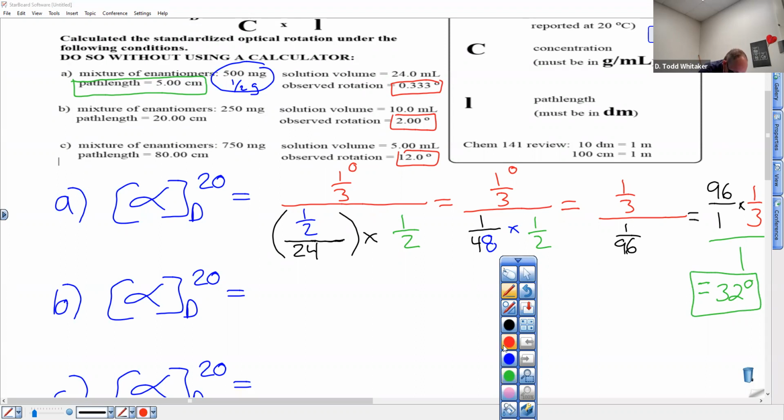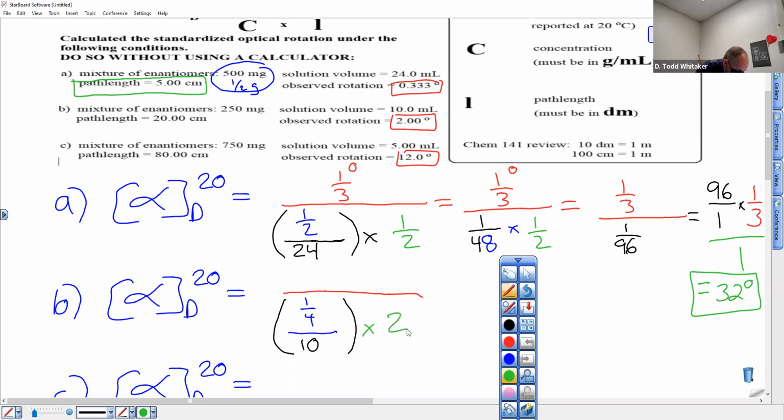So what fraction is 250 out of 1,000? Remember, 1,000 milligrams is a gram. That's 1 over 4. That's a blue. And what's the milliliters down there for the next one? 10? And path length, what is it? How many decimeters in 20 centimeters? Remember, 10 centimeters is 1 decimeter. That's a big old 2.